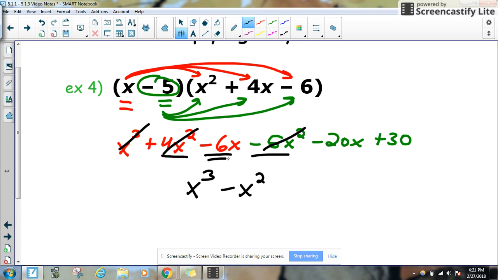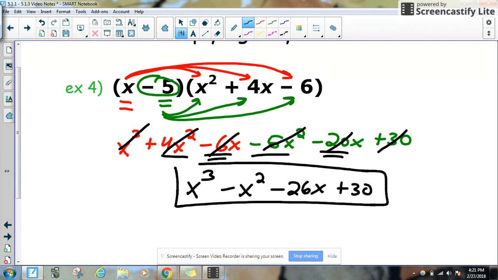Then we check x's. We've got a couple of them. This negative 6x and negative 20x would combine to give you negative 26x. So that's all set. And last but not least, the plus 30 at the end doesn't have anything to combine with. So this would be our final answer.